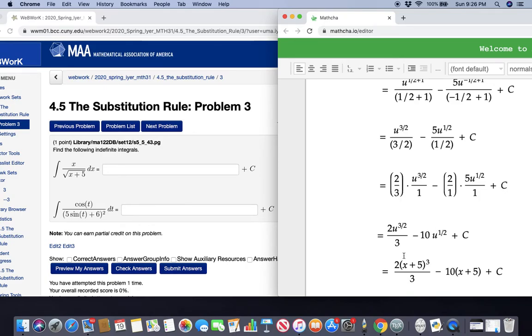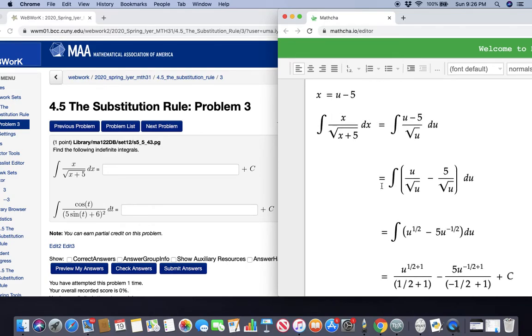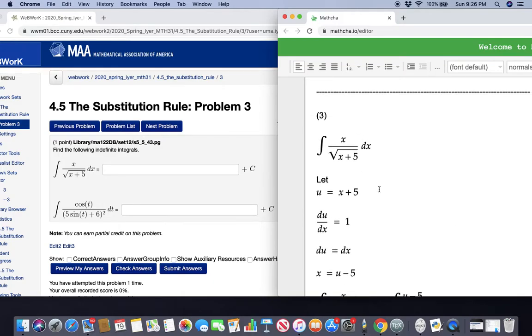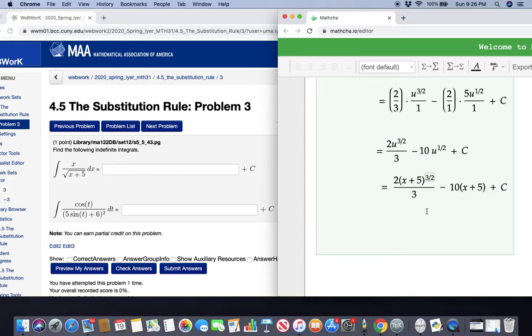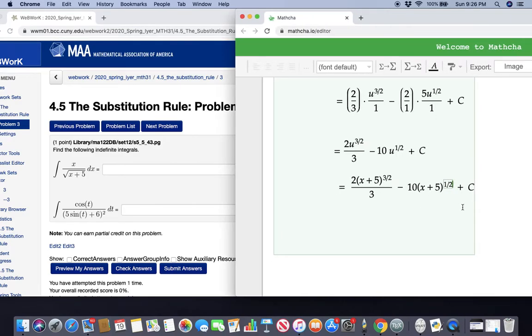Don't leave your answer in u. You have to get back the x. What was u? U was x plus 5. So 2 x plus 5 power 3 halves over 3 minus 10 x plus 5 power half plus c. That's your final answer.